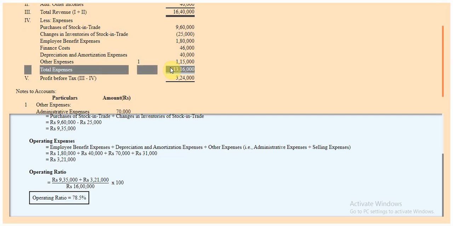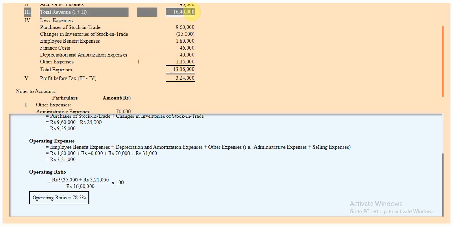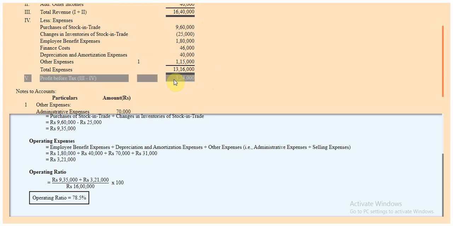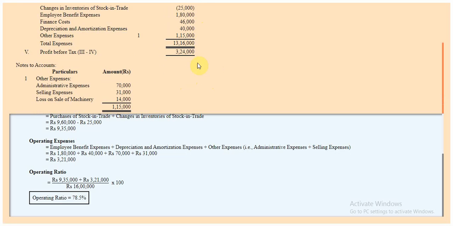So this is the total expenses, this is the total income. From the total income, reduce the total expenses and you get the profit before tax. Okay, so this is the given profit and loss statement. And other expenses, they have also given a notes to accounts. Let's just see the notes to accounts.